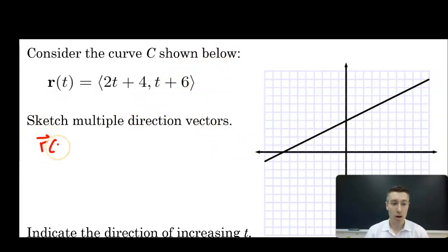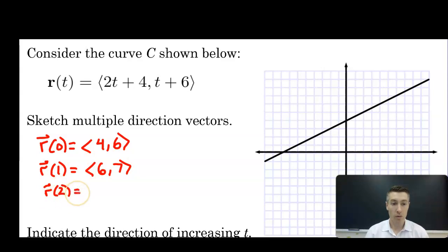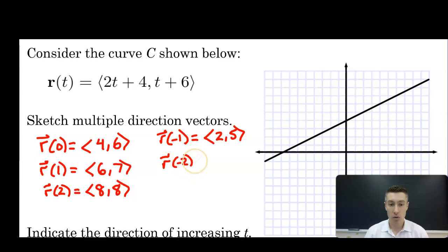So for instance, r of 0 would be 4, 6. And r of 1 would be 6, 7. r of 2 would be 8, 8. And since they don't restrict t, let's plug in one or two negative values. So we'd have r of negative 1 being 2, 5, and r of negative 2 would be 0, 4.